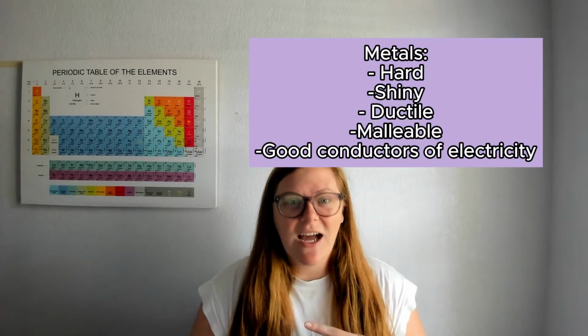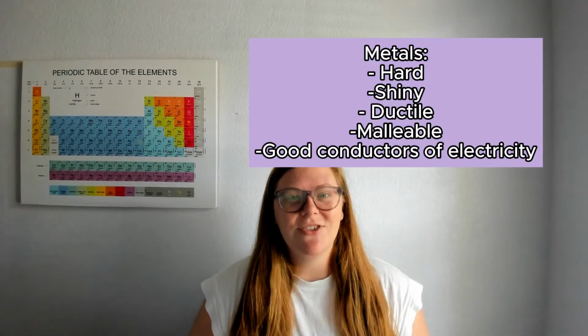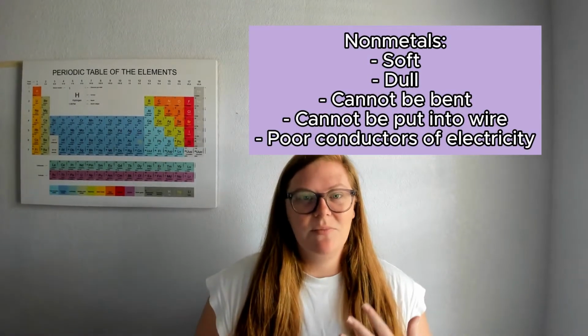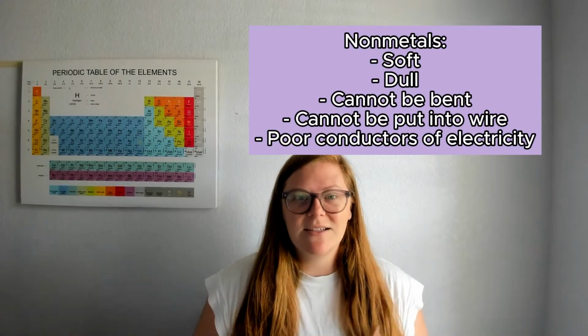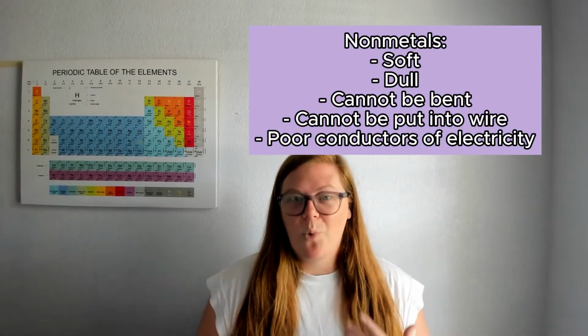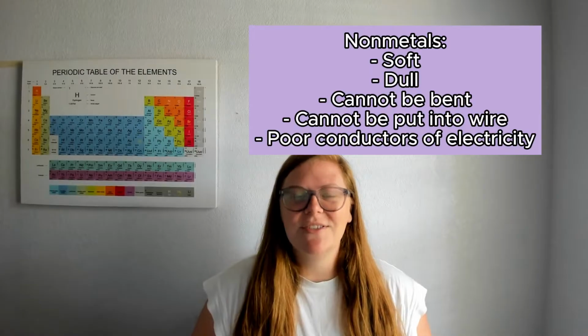Last video, we talked about the organization of the periodic table and saw that elements could be separated into metals, nonmetals, and metalloids. Metals and nonmetals are opposites of each other, which means that everything a metal is, a nonmetal is not, hence the name. Metals have characteristics like being hard, shiny, ductile, malleable, and good conductors of electricity. Nonmetals have the opposite of those characteristics, meaning that they're often soft or a gas, they can't be bent into shape or wired, and they are not good conductors of electricity.